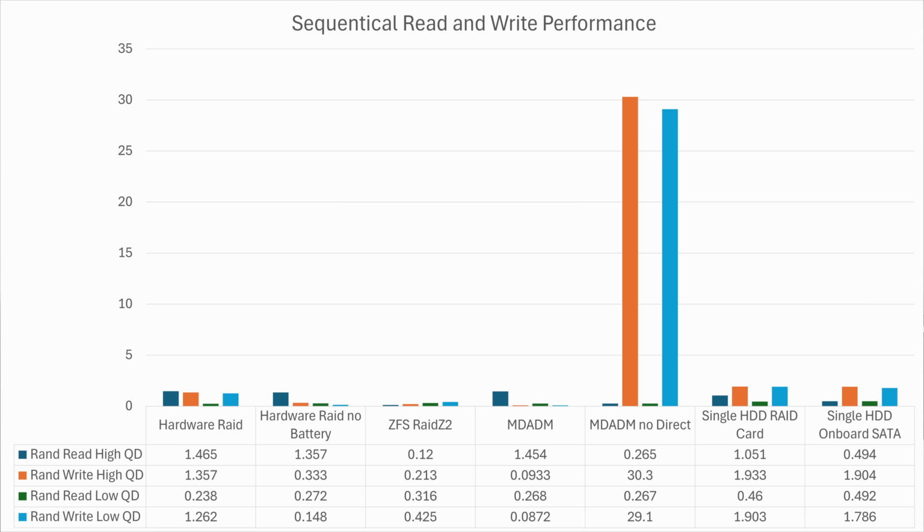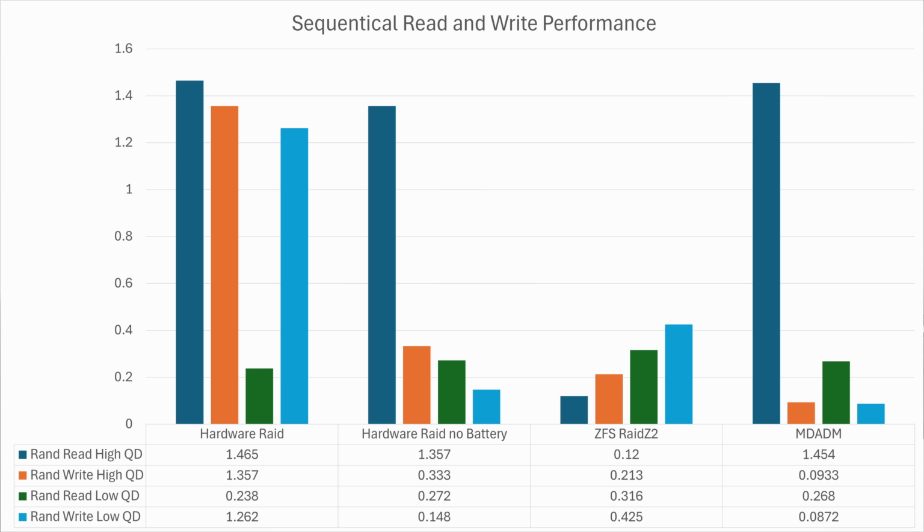Switching over to random I/O, I can see that turning off the direct mode on my MDADM writes causes that performance to go just way up, as it's effectively using system RAM as a way of storing data in flight and being able to write it to disk much faster.